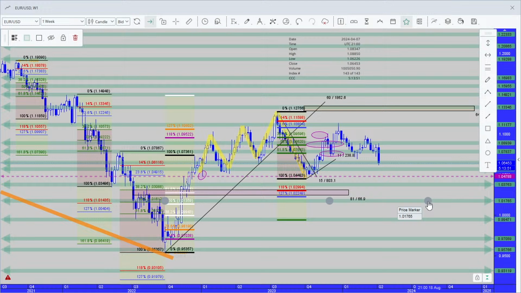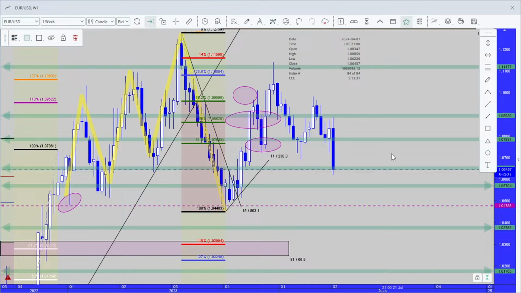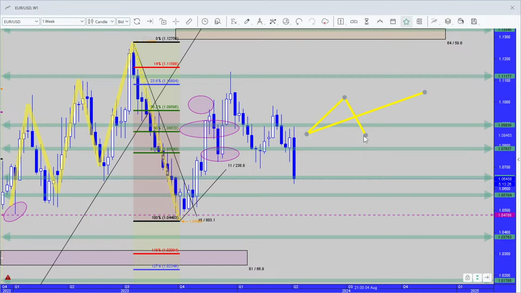So we just have an alignment between the monthly original Fibonacci and the weekly original Fibonacci on euro dollar and the monthly and weekly confirmation Fibonacci. And this is why seven times out of 10, the driving force is this one. On the weekly, blue goes to blue, down in here.